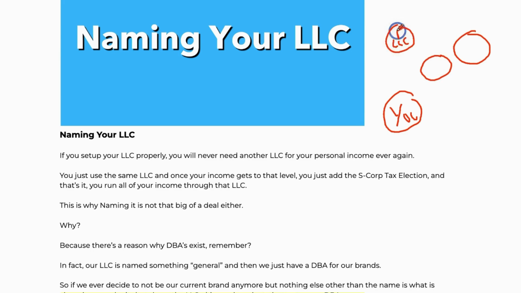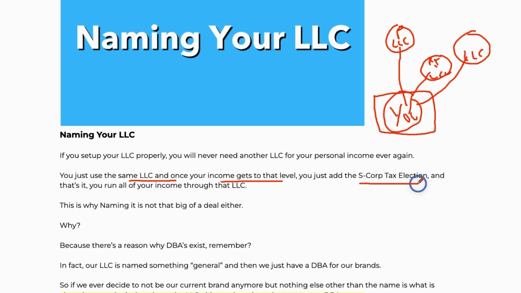So let's say, for example, this is a partnership. This is going to be a real estate property that I own. This is going to be XYZ. All of these are going to be other individual LLCs that are owned by my main LLC. But what I'm saying here is that if you set up this LLC properly, you will never need another LLC for yourself ever again. Why? Because you're just going to use the same LLC. And once your income gets to that level, all you do is add that S Corp tax selection, and then you run your income through that LLC. So all of the income from all these other LLCs comes through your main LLC.